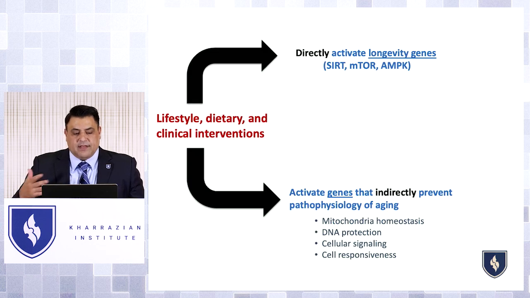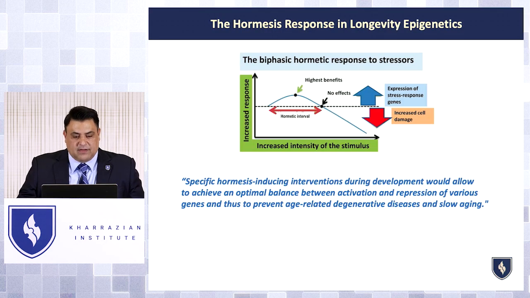So ultimately, when you look at lifestyle, dietary, and clinical interventions, you're looking at some interventions that directly activate longevity genes, like the sirtuins and mTOR and AMPK. And you're also looking at activating genes that indirectly prevent pathophysiology of aging. And fundamentally, the things with lifestyle that impact longevity and epigenetics are things that impact hormesis, right? The ability for us to respond to different stressors.